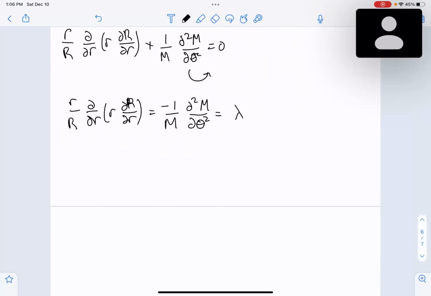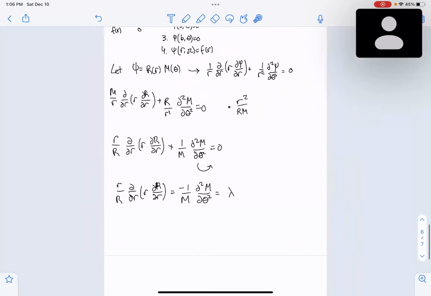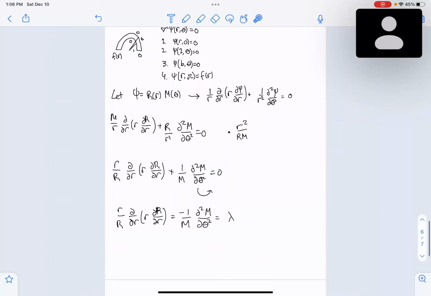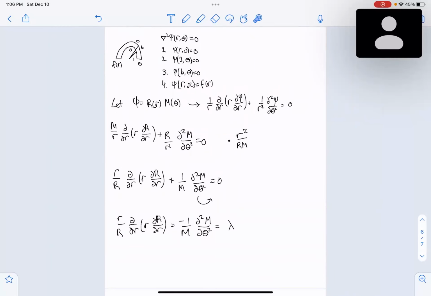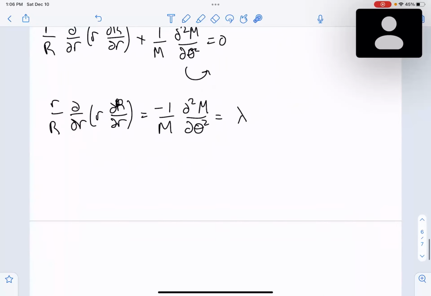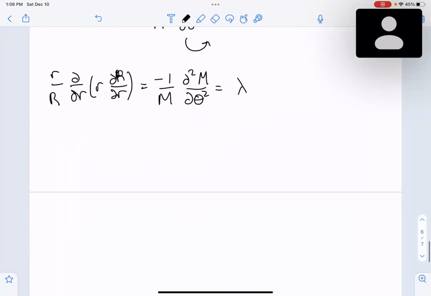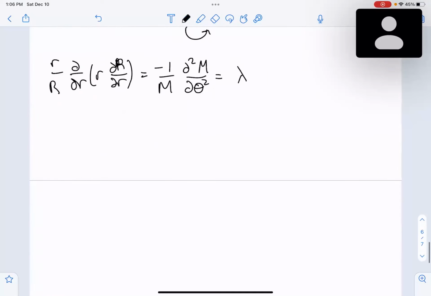Now we can actually look at the left-hand side here and consider that we might be able to solve this. The right-hand side obviously looks pretty trivial, but we actually wouldn't be able to use that, given that the left-hand side is much more complex. So we're going to start off with the left side. We're going to write r over R, d/dr of r dR/dr is equal to lambda. And we're going to try to write that in SL form essentially.